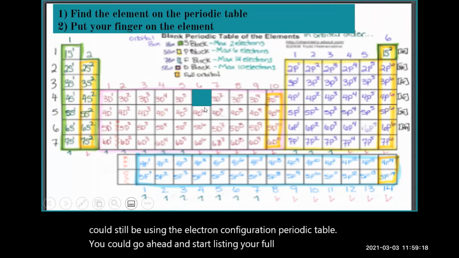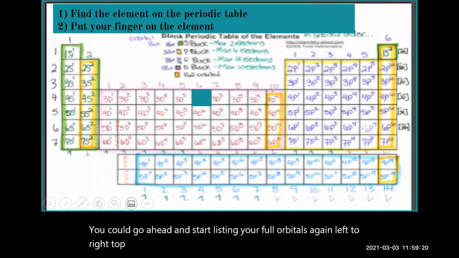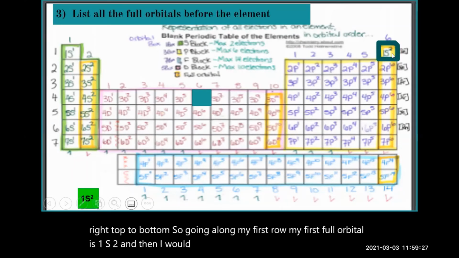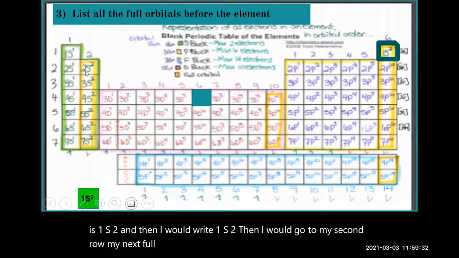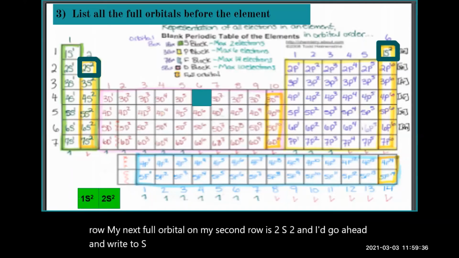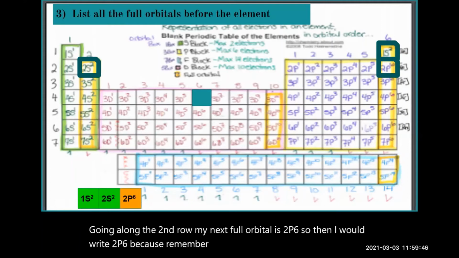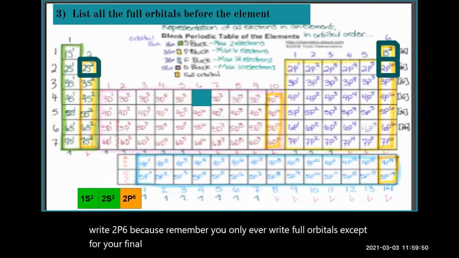Again, left to right, top to bottom. So going along my first row, my first full orbital is 1s2, and then I would write 1s2. Then I would go to my second row. My next full orbital on my second row is 2s2, and I'd go ahead and write 2s2. Going along the second row, my next full orbital is 2p6. So then I would write 2p6, because remember, you only ever write full orbitals except for your final one, which may not be a full orbital.